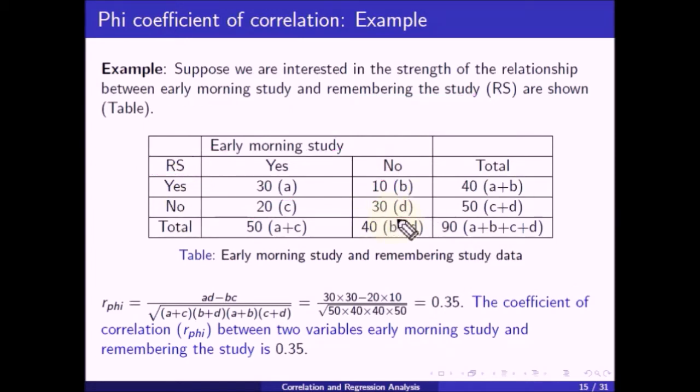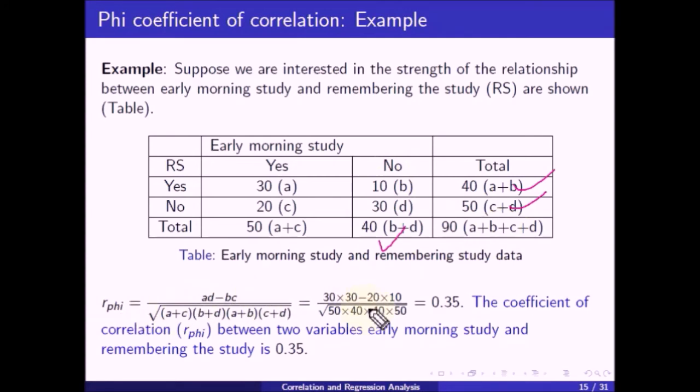So we can add the columns and rows. If you add the rows it is 40, so 30 plus 10 is 40, 20 plus 30 is 50. Similarly you can add the columns, 30 plus 20 is 50, and 10 plus 30 is 40, and the total is 90 students.